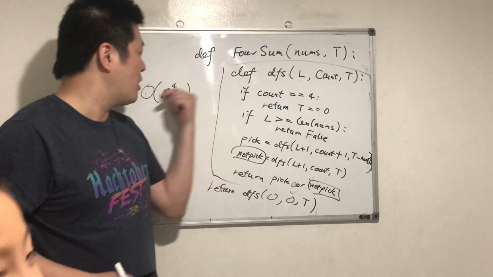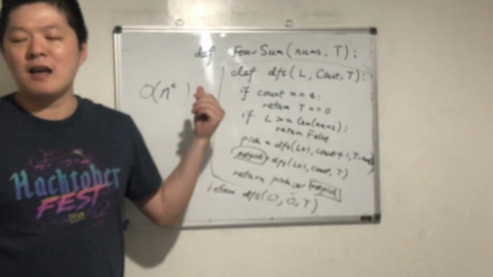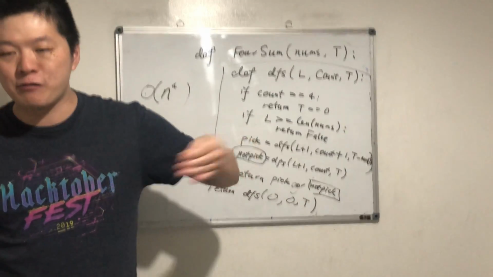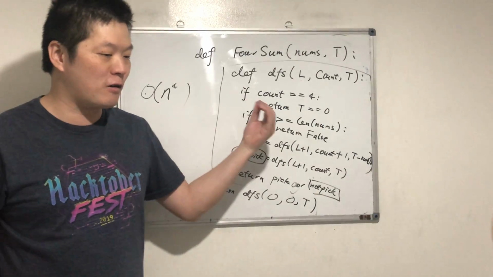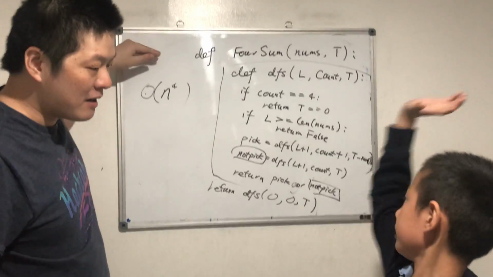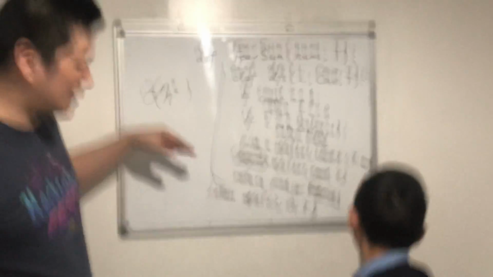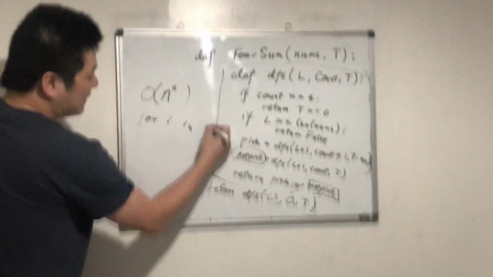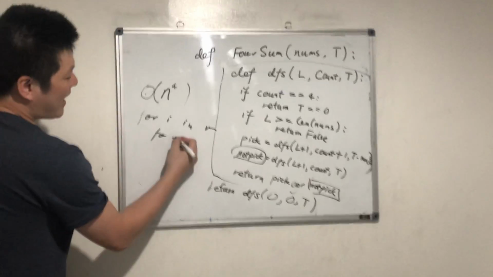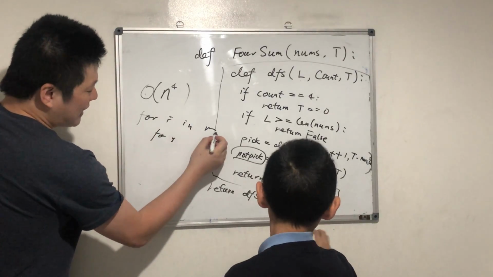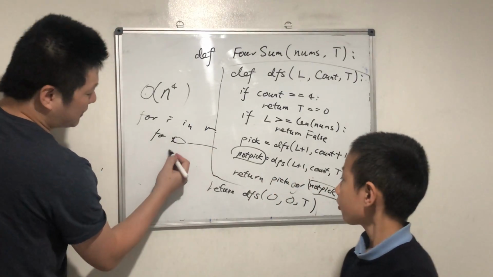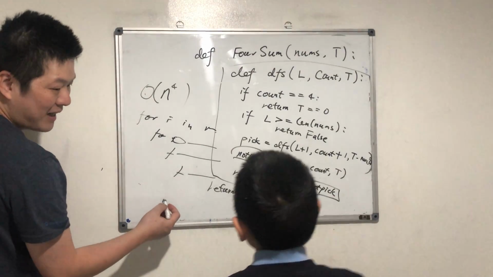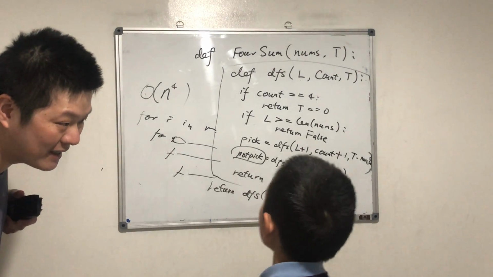Why is it n to the power 4? Because they are given n numbers, we can iterate these n numbers in the for loop, right? Choosing 4 numbers, right? Does it make sense, Eric? So we can choose for i in nums, for the first number in nums, and then for the second number in nums, for the third number in nums, and then for the fourth number in nums, okay? And then we can brute force it. Does it make sense?